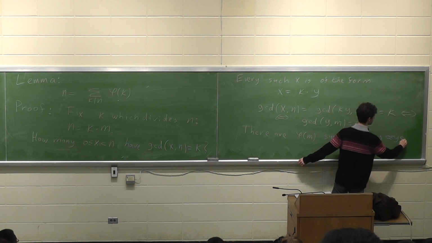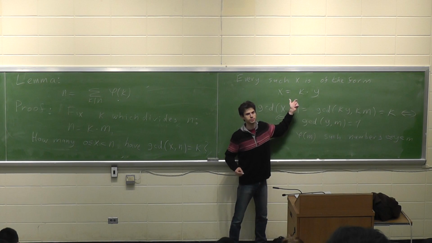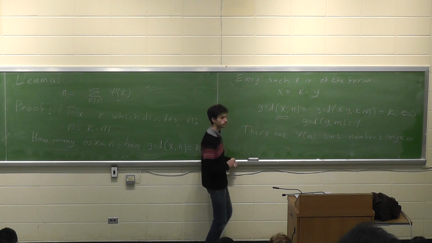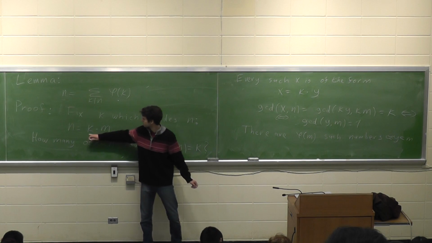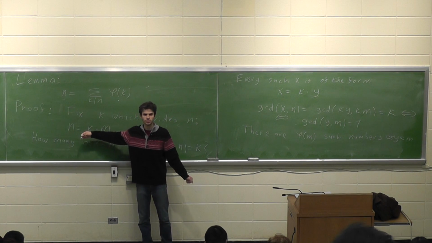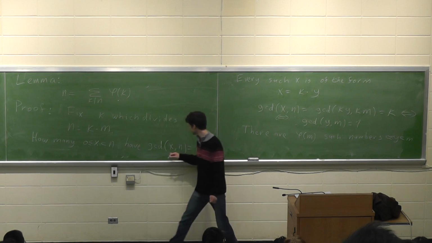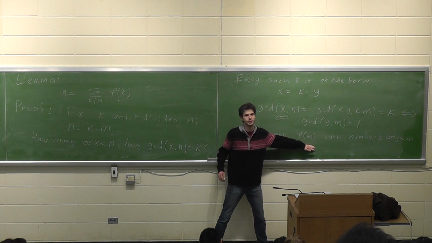y between 0 and m, and then x is k times y between 0 and m. So the answer is, if I fix a divisor k of n, then the number of elements from 0 to n whose greatest common divisor with n is exactly k is φ(n/k).